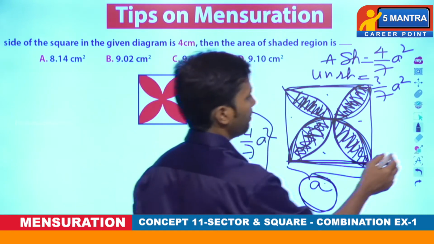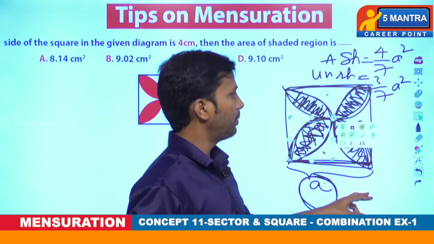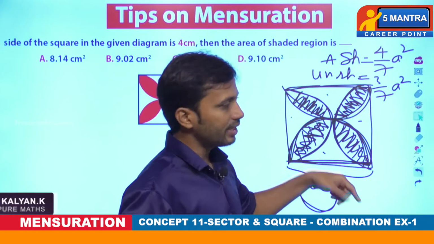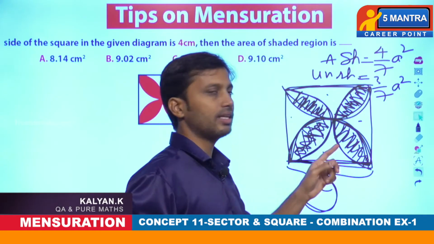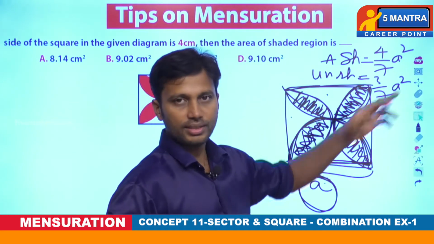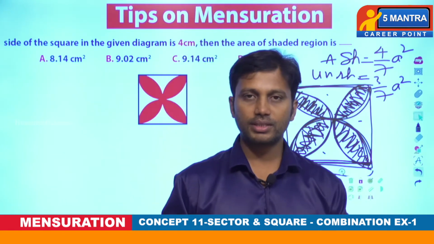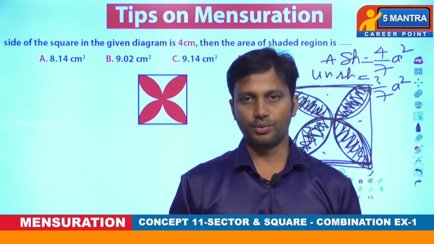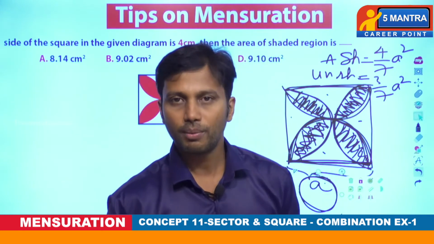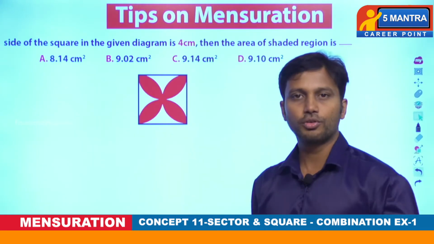So this we should remember. Let me show you once again. This flower part is 4 by 7 A square, and other than this flower part, there are 4 white colored regions, no? So that is 3 by 7 A square, where A is a side. So that's the basic property which we discussed in the previous video, about the concept I gave you clarity. Now we are going to do the problems on that.